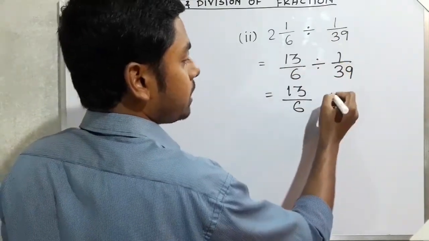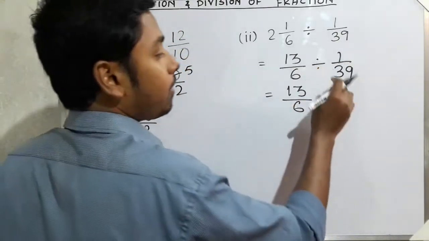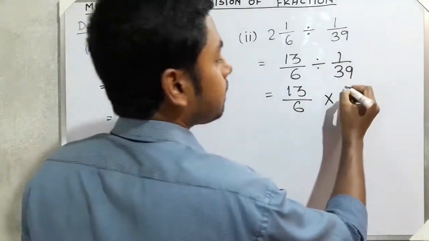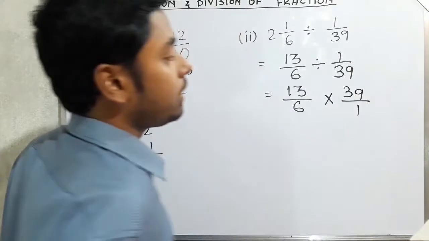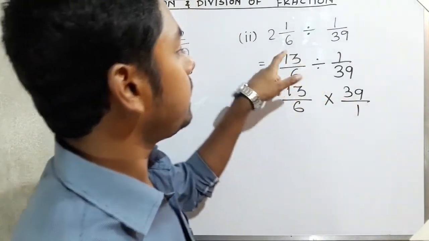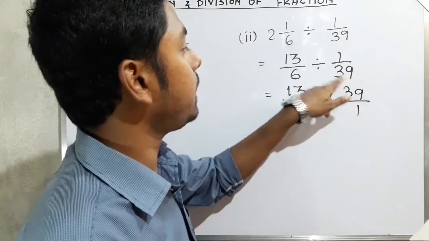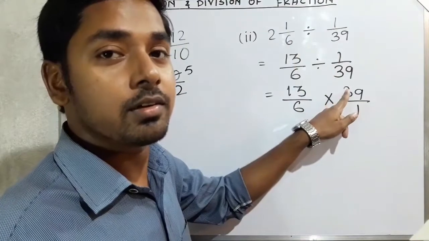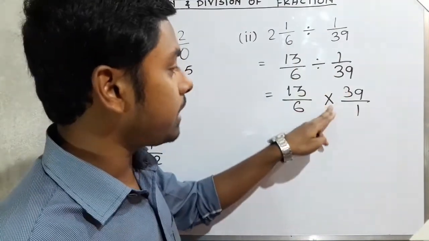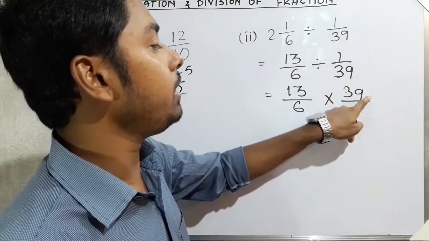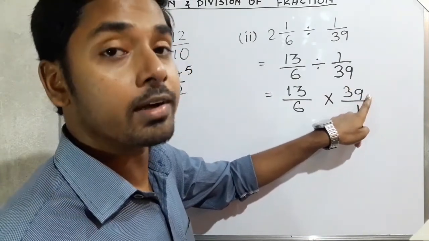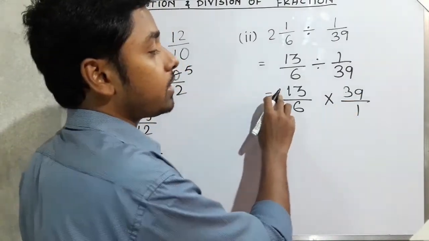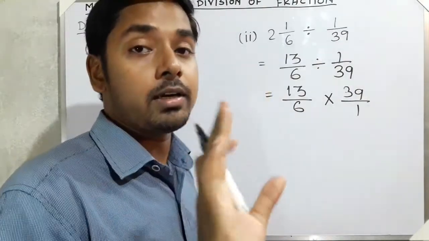So 13 by 6, the first fraction, will be the same. Now this divide sign we are changing into multiply. Then after changing to multiply, this fraction will be reciprocal. So 1 by 39 will be 39 by 1. Now you can see 39 and 13 can be cut, but here it is division, so you cannot cut it. After changing to multiply, 39 is now a numerator and 13 is also a numerator. So 13 and 39 cannot be cut.